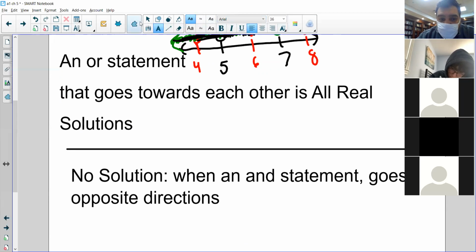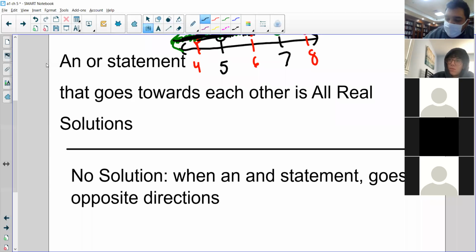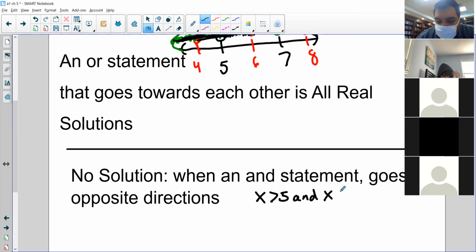So let me explain why that is, though. An or statement is one or the other. An and statement, both have to be true at the same time. So instead of making it a problem, I'm just going to give you a really simple one. X is greater than 5, and X is smaller than 2. Let's look at that for a second.